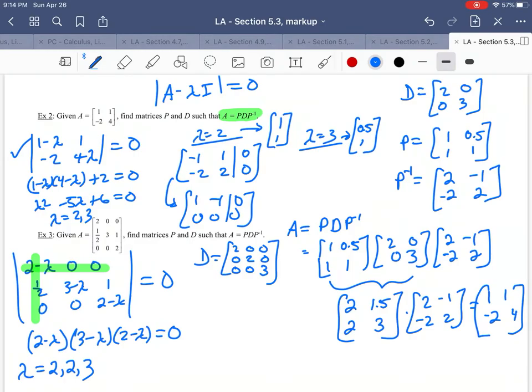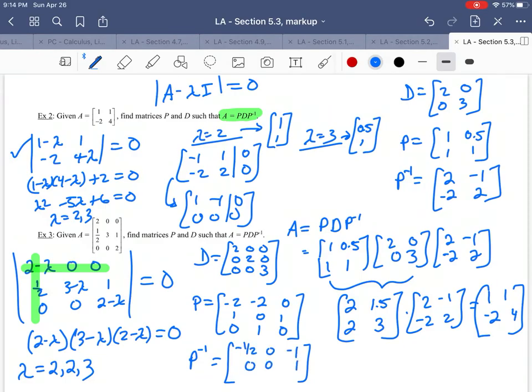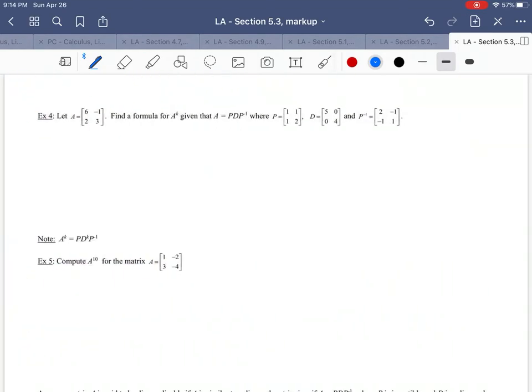So when lambda equals 2, one of your eigenvectors turns out to be -2, 1, and 0. The other one turns out to be -2, 0, and 1. And I'm putting them in the first 2 columns because that is the same as I have in my D matrix. And the eigenvector for 3 turns out to be 0, 1, 0. There we go. And then you can plug that into your calculator. You find P inverse in your calculator, and you end up getting -1/2, 0, -1, 0, 0, 1, 1/2, 1, 1. And there you go. All right. So of course that would be a lot harder by hand.